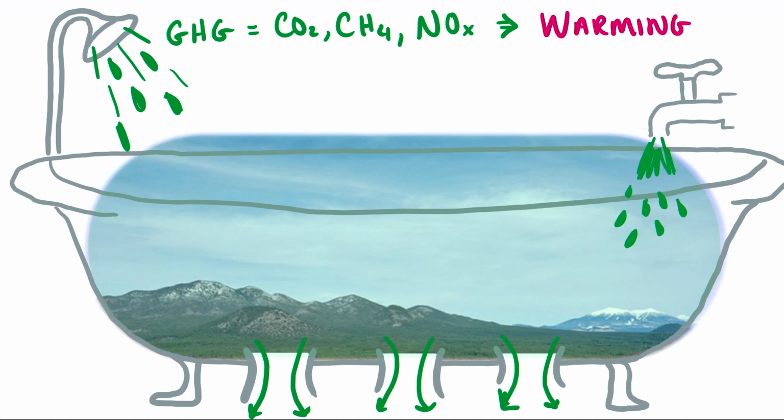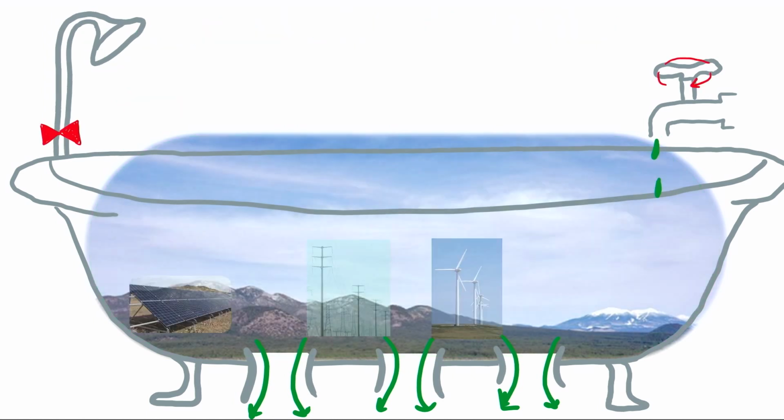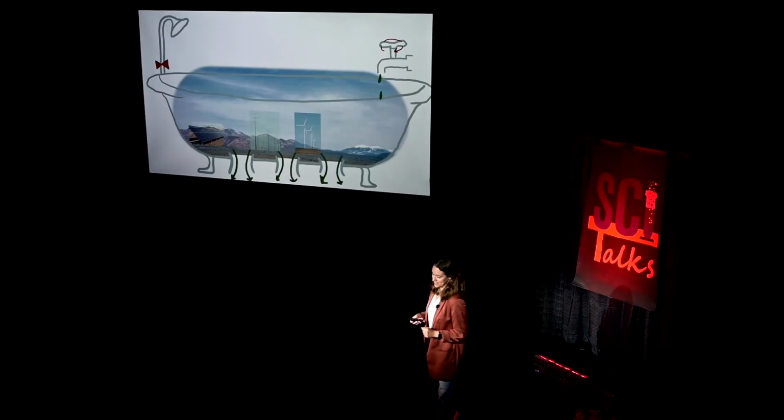And then finally, in wrapping up, I want to remind you that no one actually wants this bathtub to overflow. No one wants uncontrolled warming. So what we need to do is we need to turn off those faucets using the technology that we know is available and that is economic to use. And we also must accelerate the sinks. Thanks.